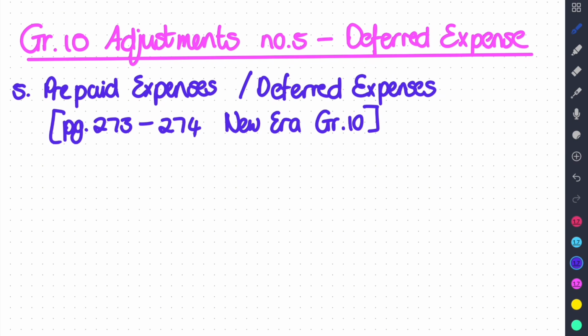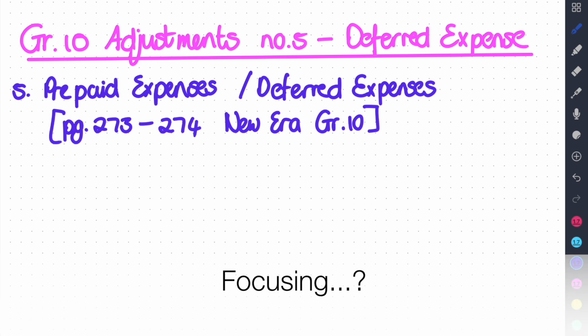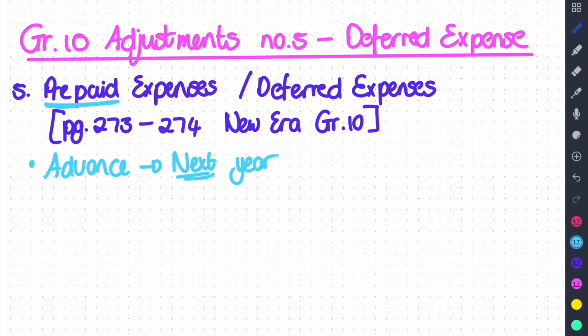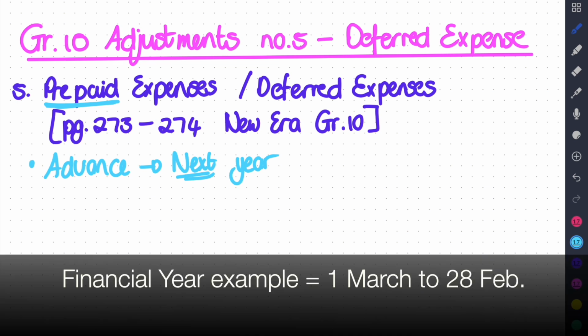Okay, let's take a look at adjustment number 5, which is deferred expenses. So I'm focusing on the expenses as an adjustment. Deferred, what does that refer to? It refers to an expense that is prepaid. So you have paid in advance. You have paid for next year. So meaning it's not falling within your financial period that you are referring to right now.